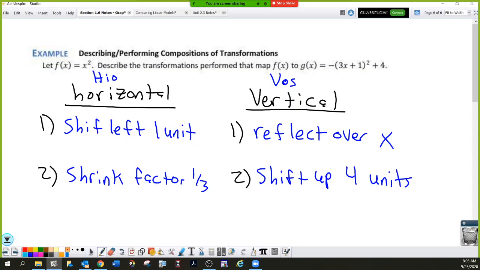It goes: take your parent function, shift it left 1, and then horizontally shrink it by 1/3. So now it's 1/3 as wide. Then turn it upside down by reflecting it over the x-axis, and then, that's right, shift it up 4 units. You could have done the vertical ones first, and then the horizontals, wouldn't have mattered. Same answer.